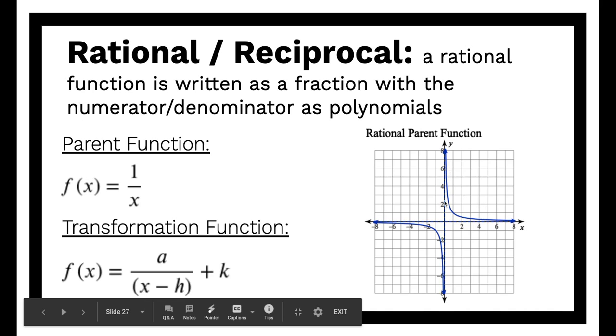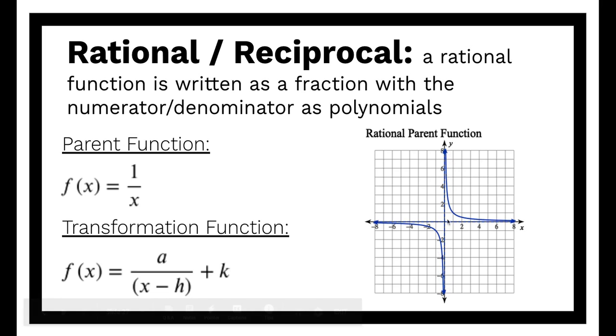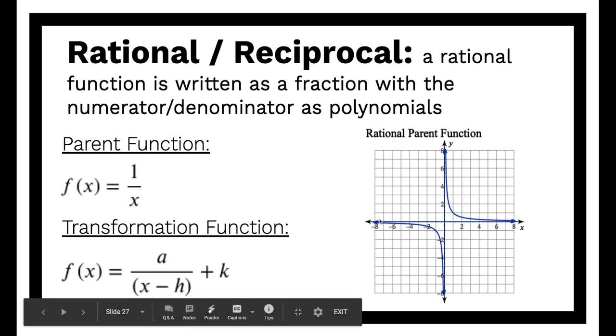And so if you can look closely, there's a dotted line right here. Those are our asymptotes. So this is a vertical asymptote at y equals 0, and then we have a horizontal asymptote at x equals 0.